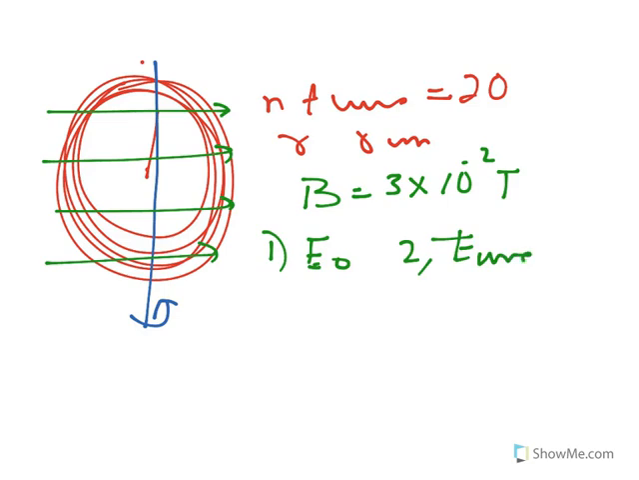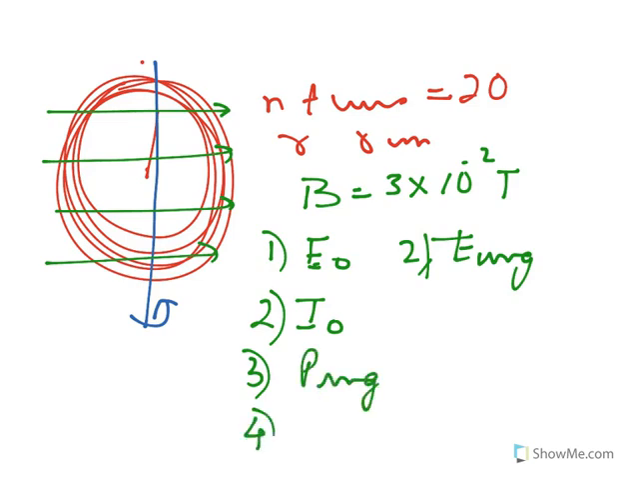E average, maximum current, average power loss, and the source of this power loss. So we have a coil of 20 turns which is rotated about the vertical diameter.